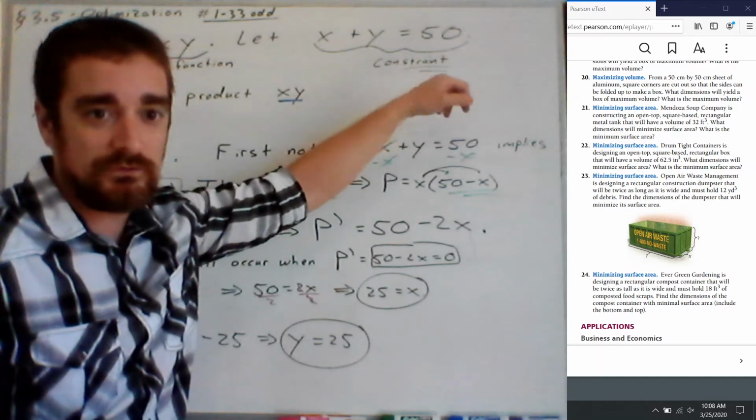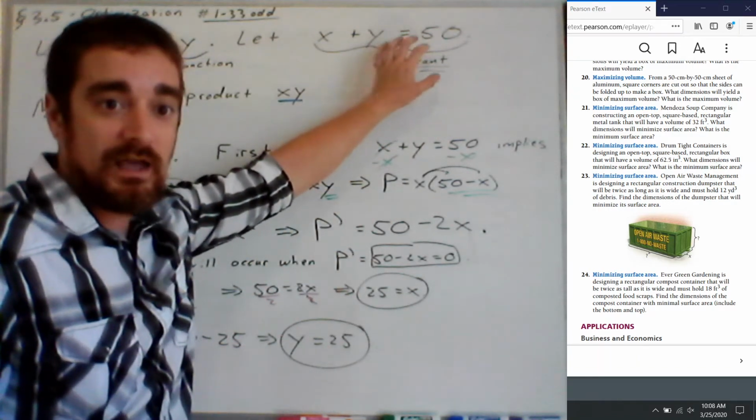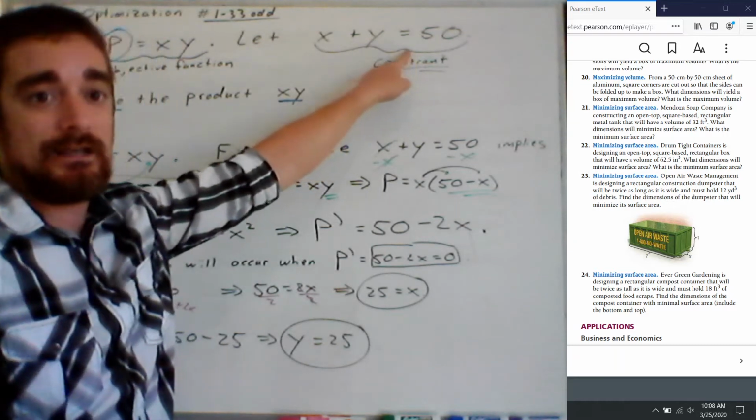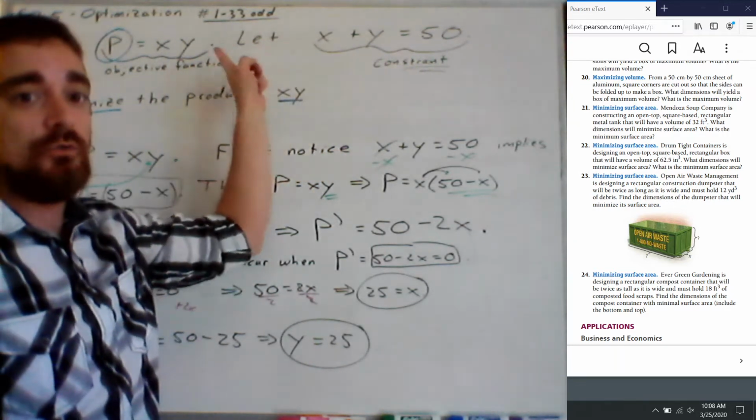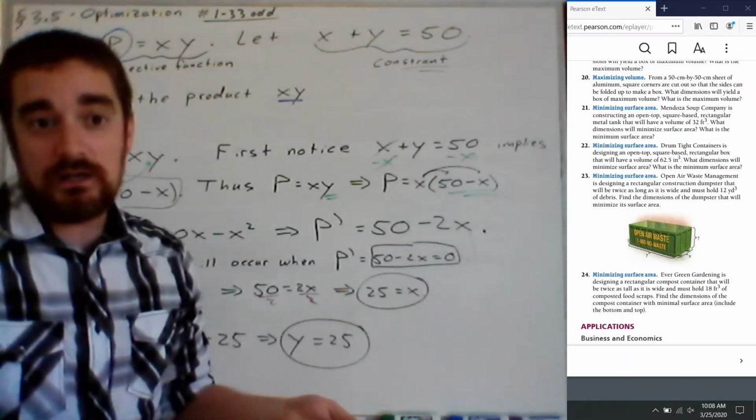So you're not allowed to just pick any numbers you want. You're constrained to those numbers having this property. They must add together to get 50. But then you have to pick the two numbers that maximize their product. And in this case, it's a square, right?